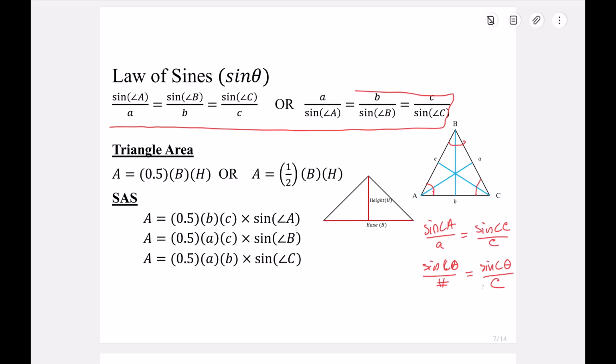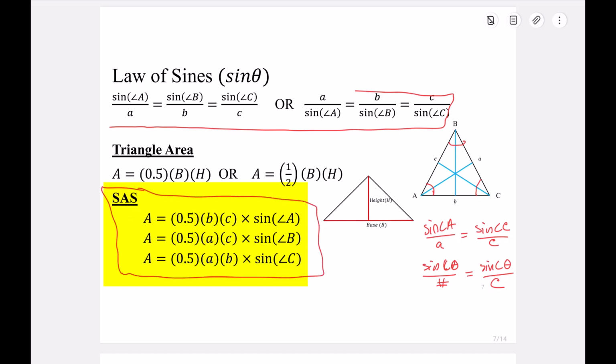We are only within the side angle side cases to find the actual area of that triangle. Because within the area of a triangle, we know that it's half times base times height. And so we can use that similar thing with these formulas that we're given.